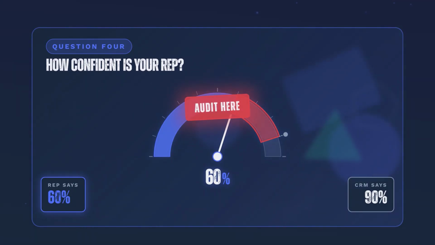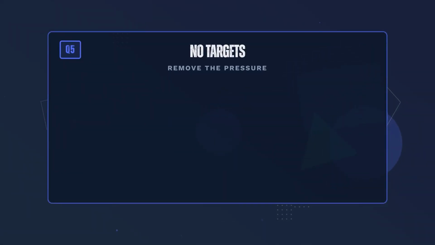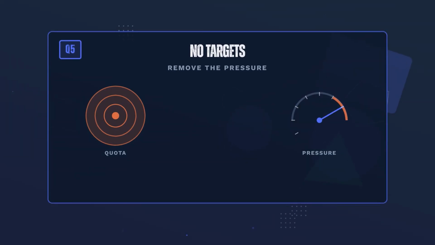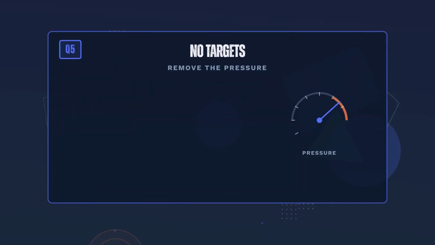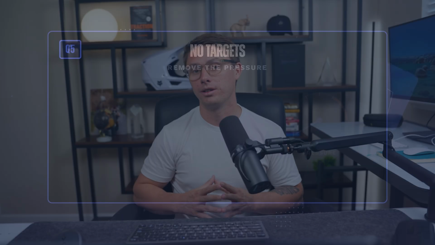That's where you audit. Question 5, what would you change about how we forecast if you had no sales targets to hit? This one cuts through incentive distortion. If you remove the pressure, how would your team actually think about the pipeline? Their answer, that's the real pipeline.